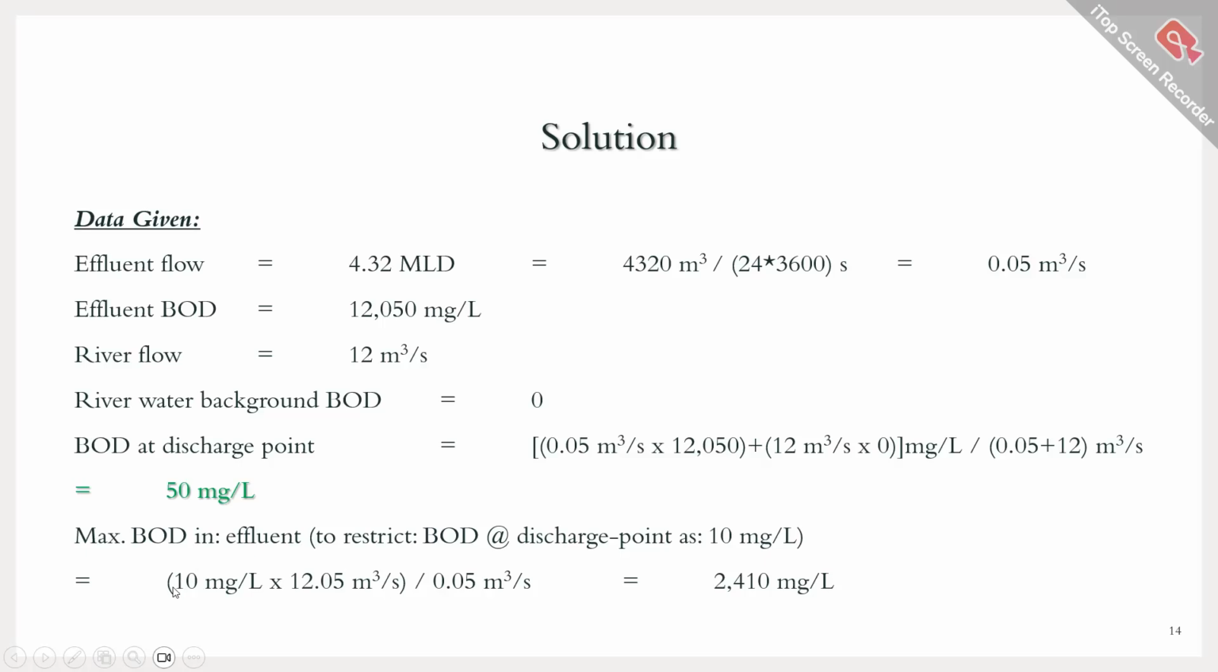Now, this entire BOD is contributed by this single flow, 0.05 meter cube per second, which is nothing but the flow rate of the industrial effluent. So this 10 milligram per liter, we just translated in terms of the volumetric flow rate of the industrial effluent, because the entire contribution is from the industrial effluent only, not from the river water flow rate, which has background BOD of 0.